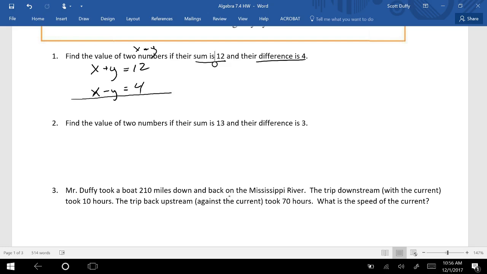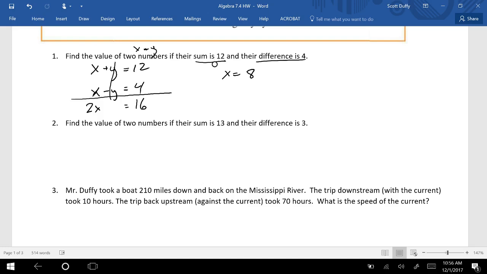If I add the expressions going straight down, x plus x is 2x. Positive y minus y cancels out. You don't have that anymore. Bring the equal sign down. And then 12 plus 4, 16. 2x equals 16. If you solve for x, you get 8.